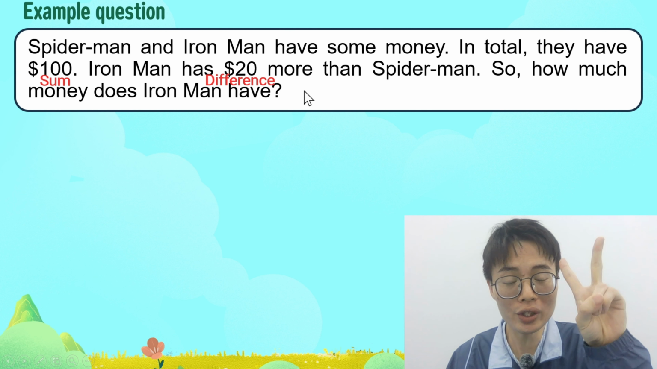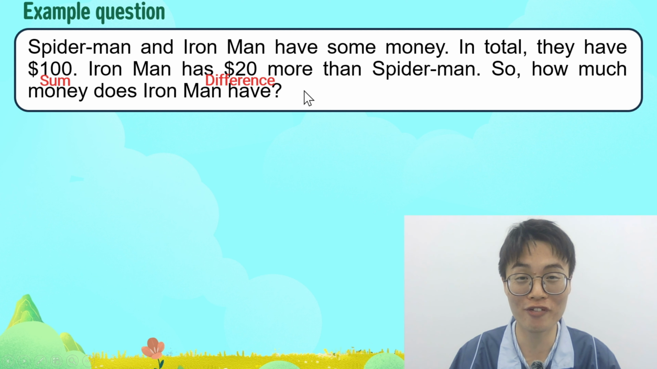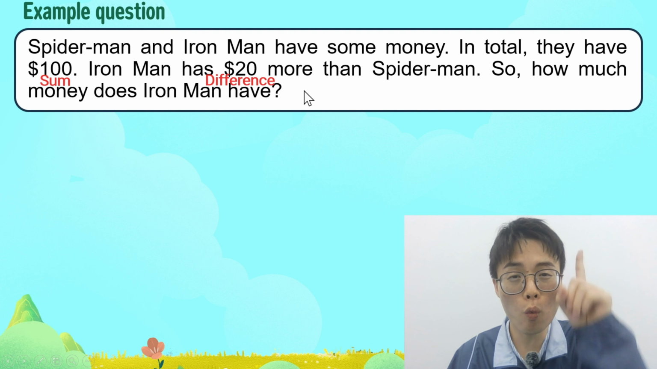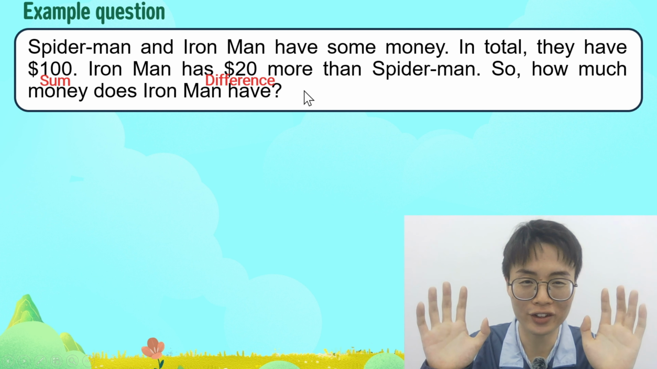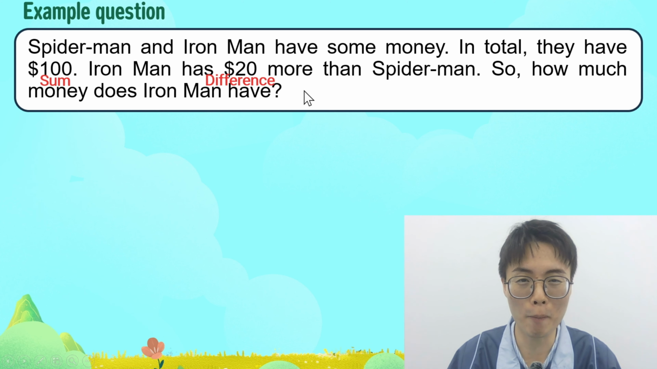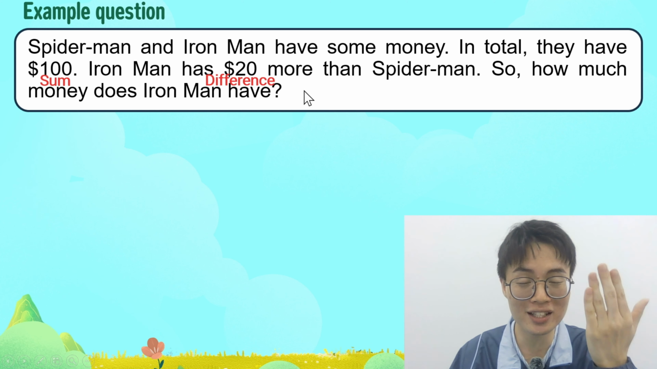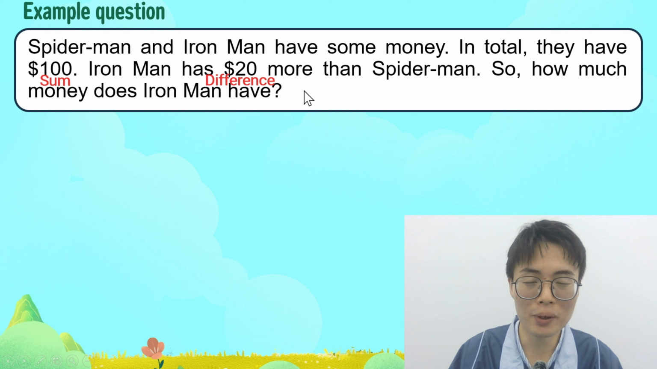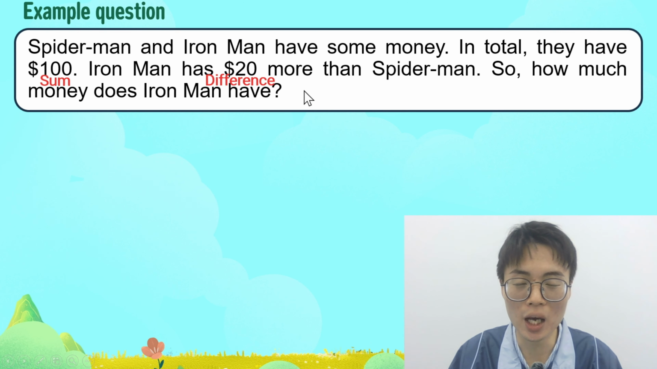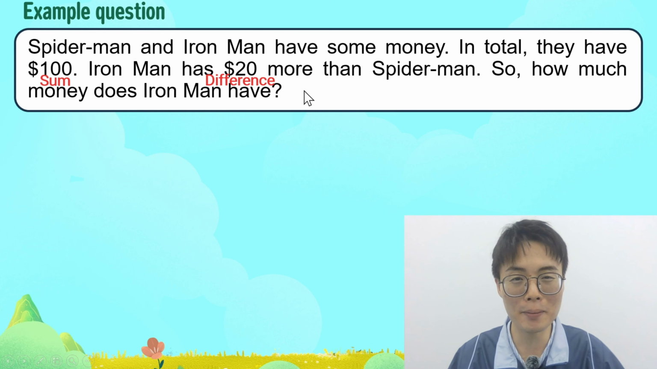But here, there are 2 conditions. Which condition we should draw first? If we only draw one model of the sum, we cannot calculate. So we should draw the model of each person according to the difference. In this question, there are 2 persons here. We can start from any of them. So how about we start from Spider-Man this time?